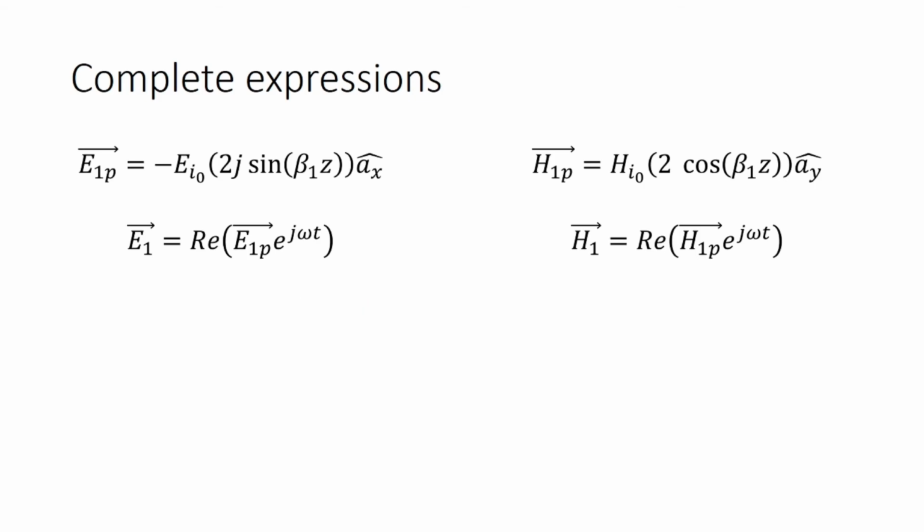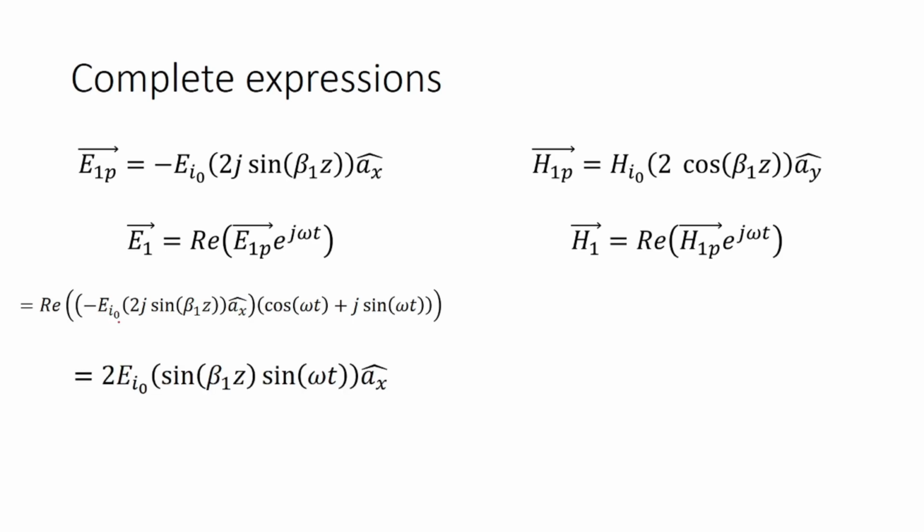where e1p bar is the above result, and exponential of j omega t can be split as cos omega t plus j sin omega t. In that, if I obtain the real part, the cos omega t is real and j sin omega t is the complex part, but j times j is real, and j square is -1, minus times of minus is plus. I get this to be equal to 2 I naught sin beta 1z sin omega t.